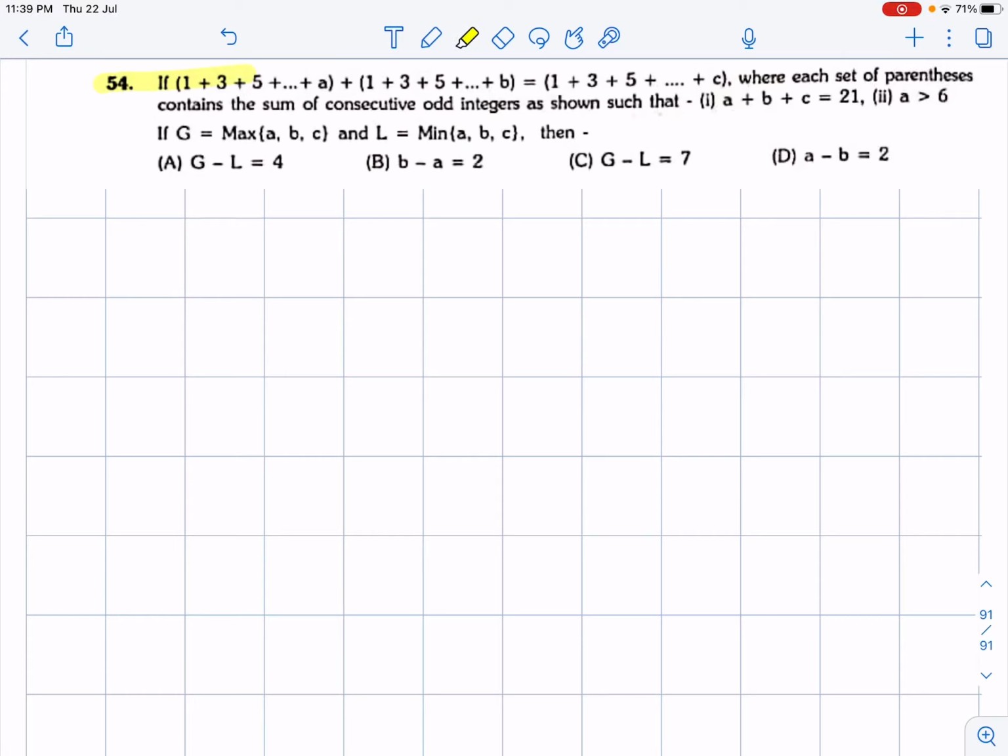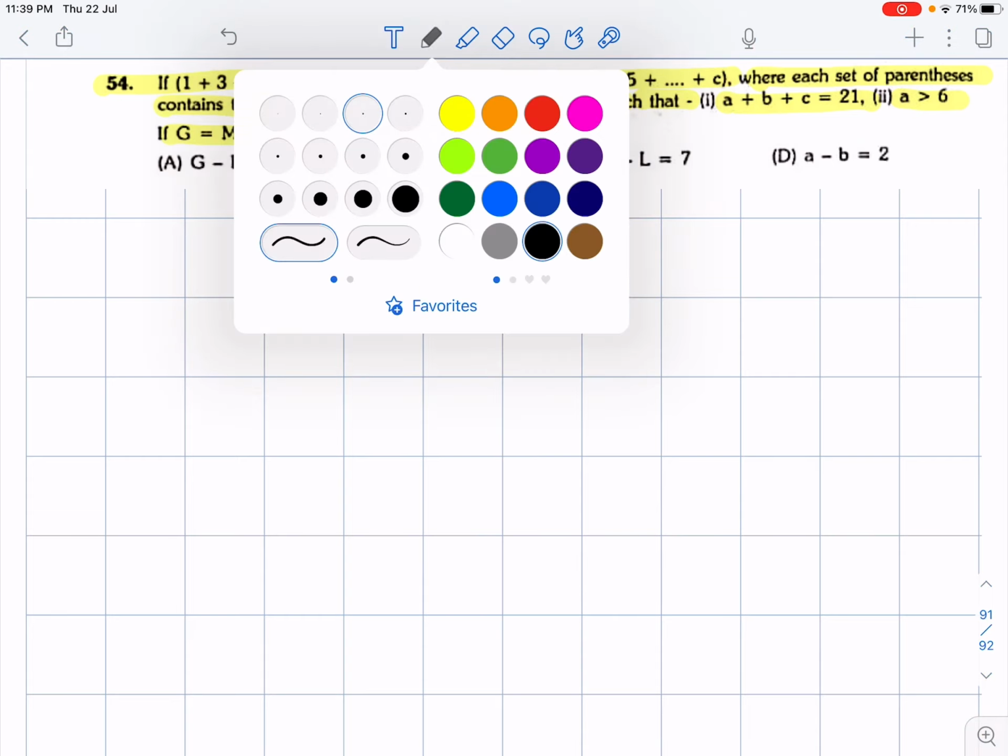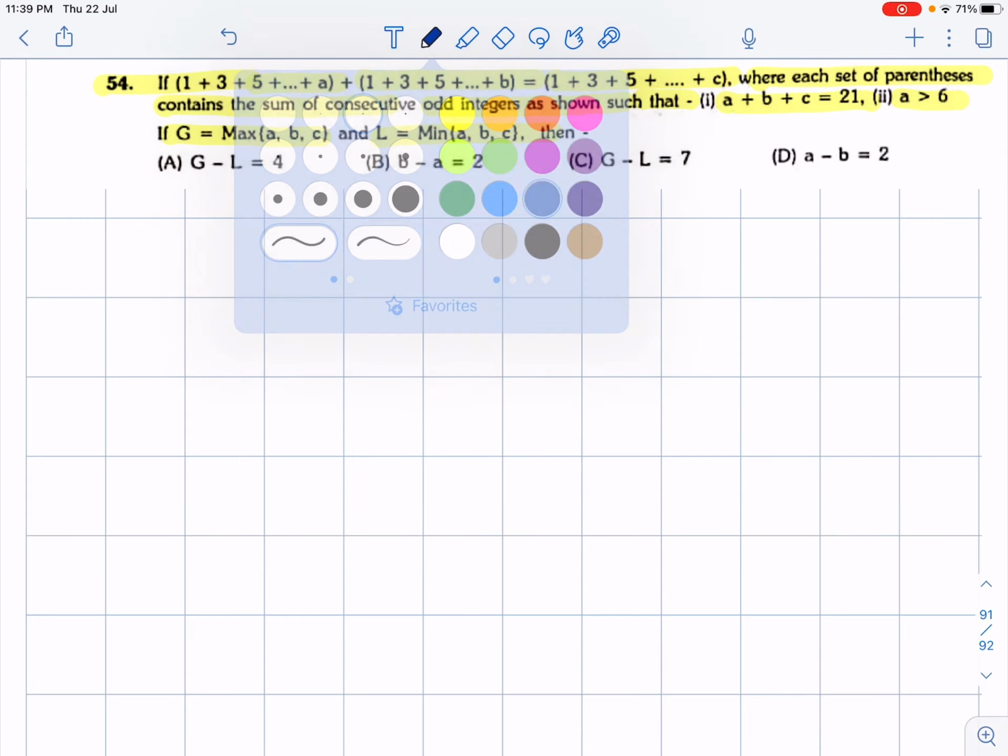So continuing our problem solving series in sequences and series, here I came up with the 54th question written on the screen. What is the problem statement? If 1 plus 3 plus 5 goes on up to A, plus 1 plus 3 plus 5 goes on up to B, is equal to 1 plus 3 plus 5 goes on up to C, where each set of parentheses contains the sum of consecutive odd integers as shown, such that A plus B plus C is equal to 21 and A is greater than 6. G is the maximum of A, B, C and L is the minimum of A, B, C. Then they are asking for the relationship between G minus L and G and L, and the relationship between A and B.